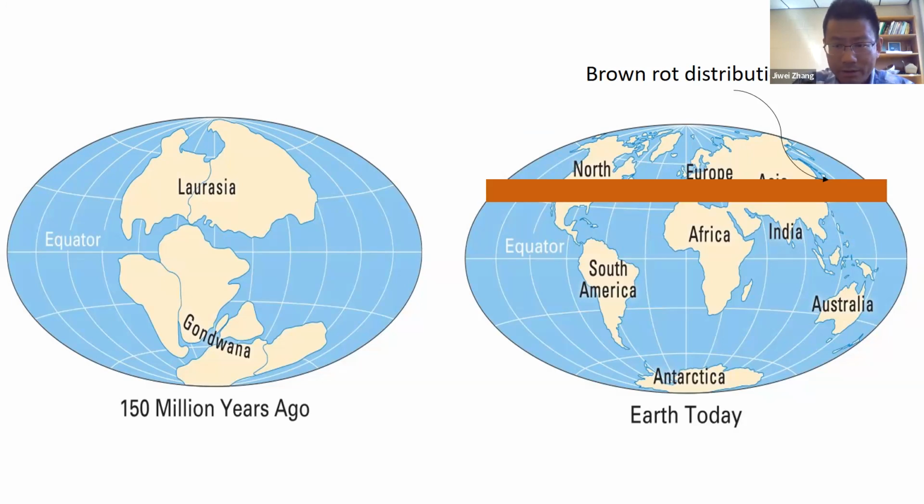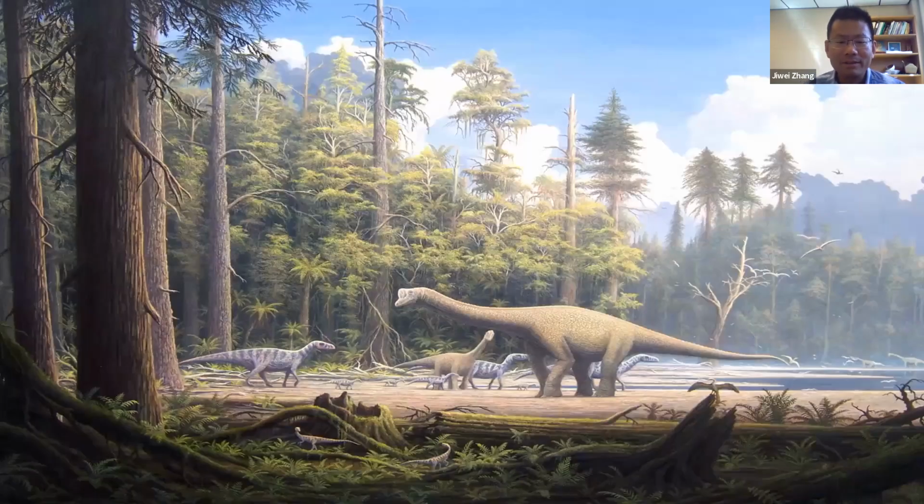So this is a mystery: why are brown rot fungi so efficient, or super efficient, at decaying wood structures, but their distribution is limited? And also, if you think about the Jurassic time, which is the dinosaurs' time, right?